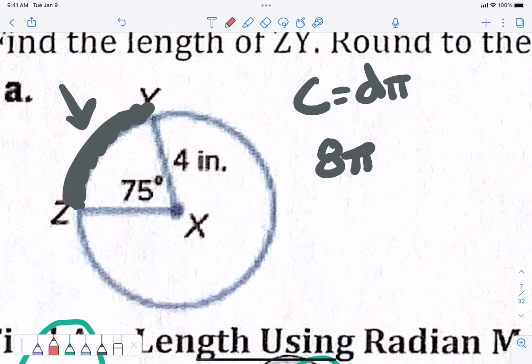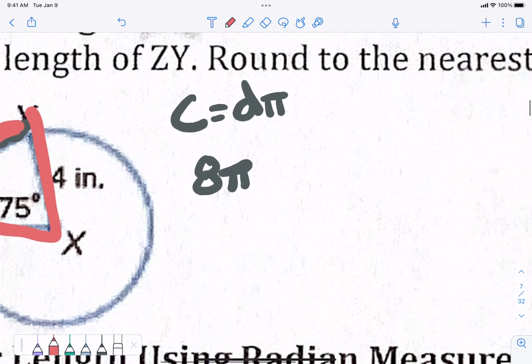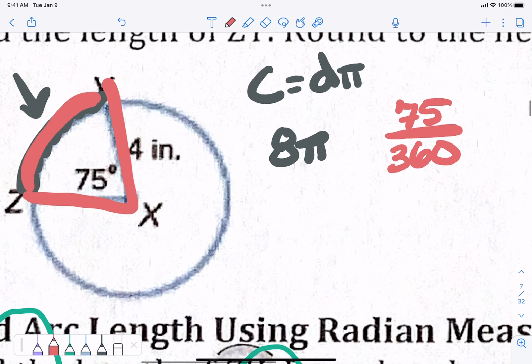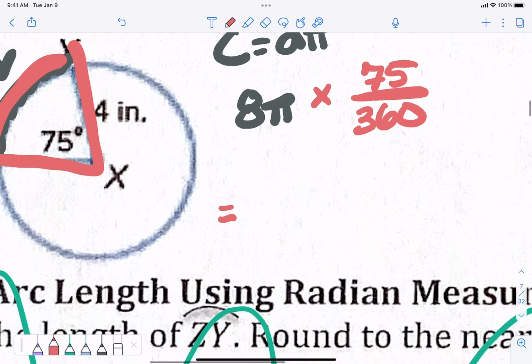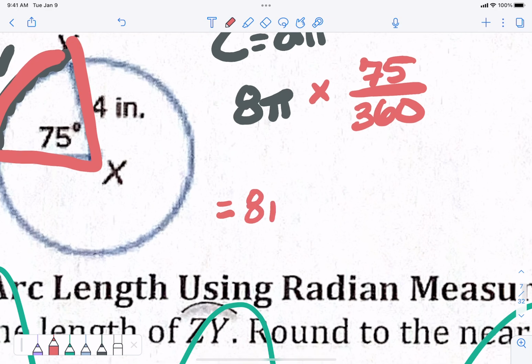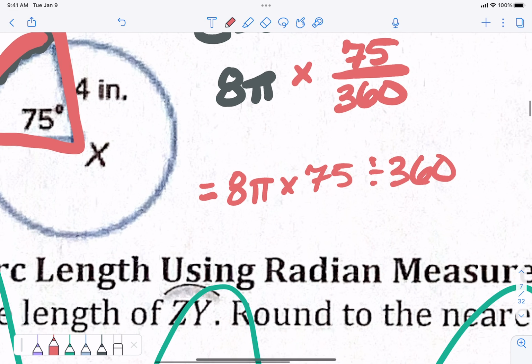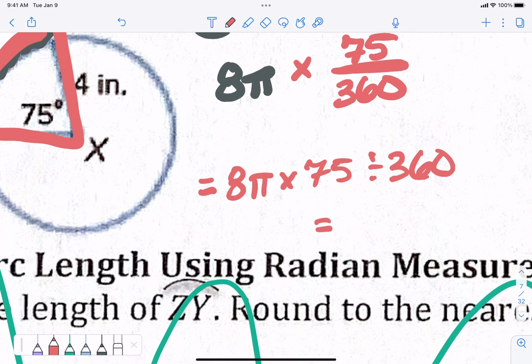Except I only want this chunk of it. And we look at this chunk as a fraction of the circle, right? It's 75 degrees out of how much? 360. So as a fraction of the circle, that chunk is only 75 degrees out of 360. And all I do is multiply those together. So I take the entire circumference times the fraction that I have. And the way that you do this, you can literally type into your calculator 8 pi times 75 divided by 360 if you want to do it that way. And it should give you a decimal, I think.